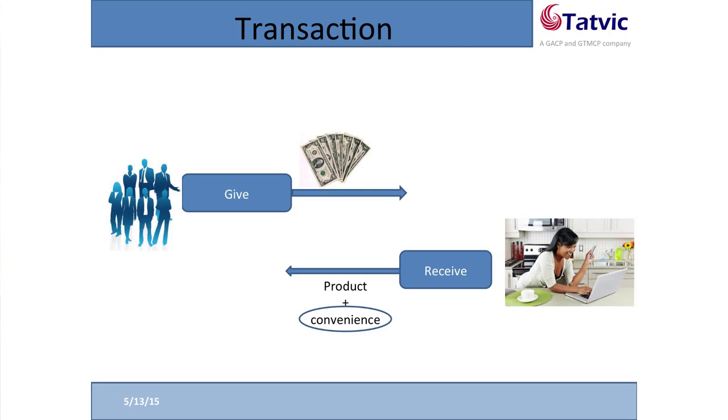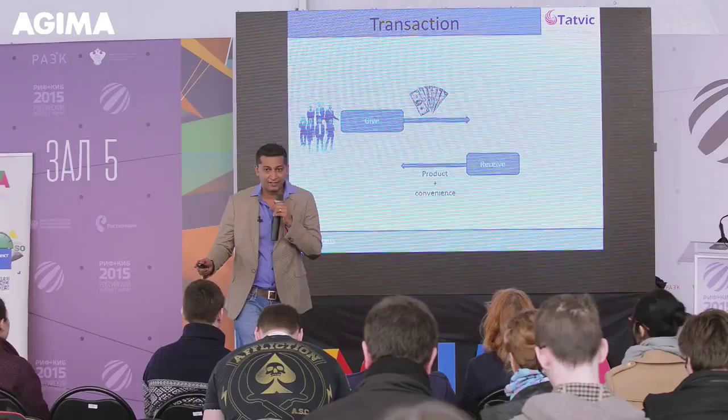When a transaction happens, what really happens? Your consumers give you money. They pay you, and what they receive is a product and convenience.